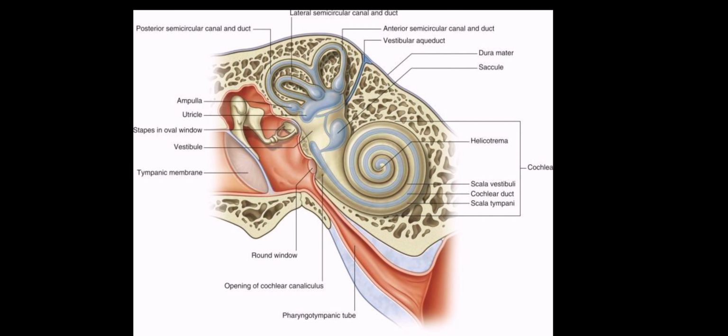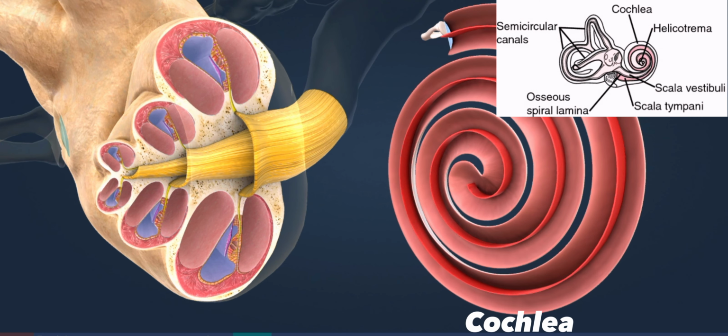The scala vestibuli and scala tympani are connected at the apex of the cochlea, while the scala media is separated from the scala vestibuli by the vestibular membrane and from the scala tympani by the basilar membrane.